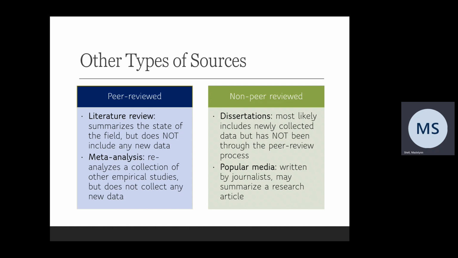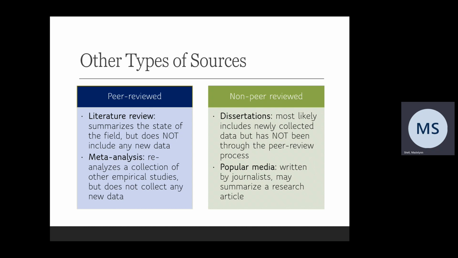So you may find peer-reviewed literature reviews, which basically summarize the state of the field and reference other articles. And so a literature review is very useful if you're looking for background information on a topic. A literature review can also be really useful for finding other empirical sources. If you look at their references, it can help you learn more about the topic or find other articles related to the topic.